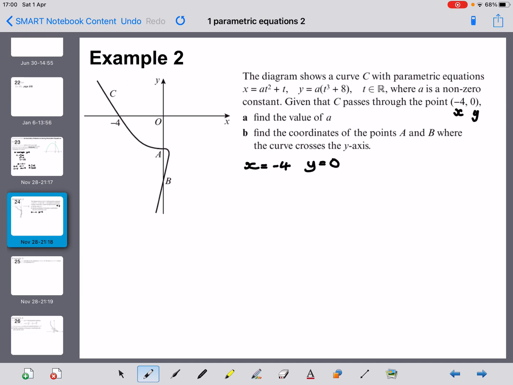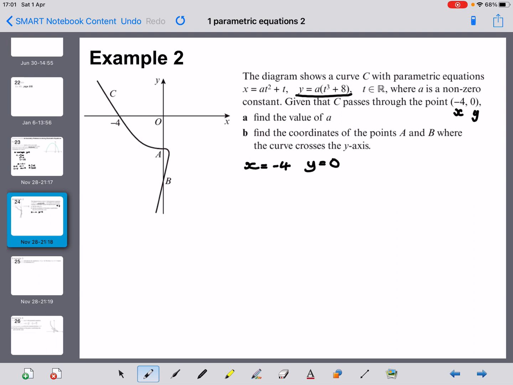If I substitute minus 4 into the first one, then I'll have minus 4 equals a t squared plus t, which means I will have one equation with 2 unknowns. So that's not going to be massively helpful at this stage. But if I set y equals 0, then I can solve that because I'll be able to divide through by a, which will disappear, and I'll be able to figure out what t is. So I'm going to do that first.